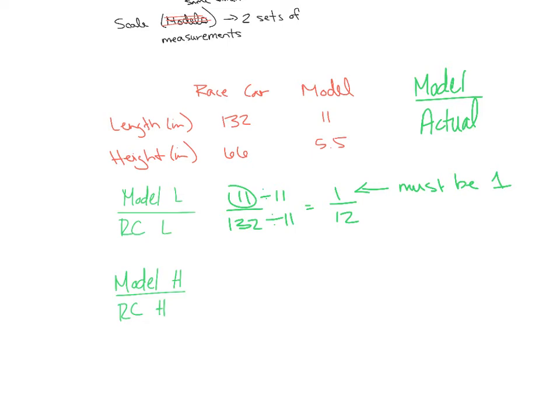And then we're going to look at the model height of 5.5 over 66. We're going to divide both by this number because we want our numerator to be 1, and we get 1/12. So the reason I wanted to do both is you can either use the length or the height and reduce both of those by dividing both by the numerator, and you should get the same thing. So the model is 1/12 of the size of the race car, or the race car is 12 times the size of the model.